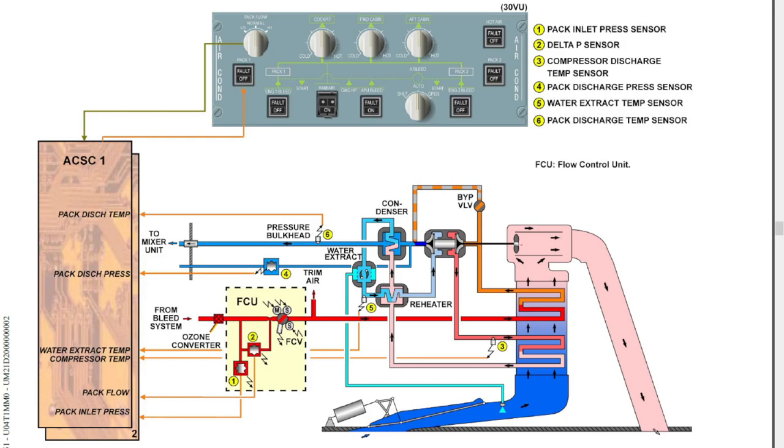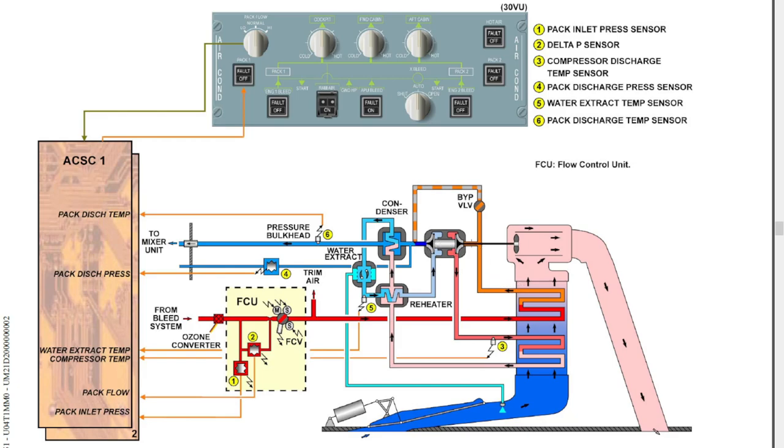So the heart of the air cycle system is this air cycle machine. The air cycle machine is nothing but a compressor and a turbine assembly. So you have a turbine connected to a compressor. When the turbine turns, the compressor turns. We all know the function of the compressor. It will compress and increase the temperature of the air. Like so, here you have the compressor and here you have the turbine, and this is the connecting shaft.